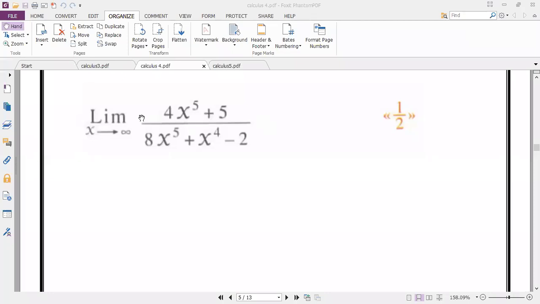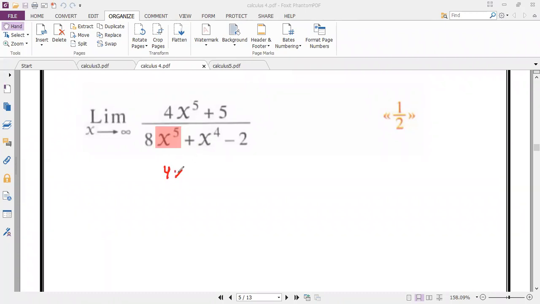I want to get this limit here as x tends to infinity. So what is the idea here? The idea is to divide by the term with the highest power in the denominator. So we are going to divide by x to the power of 5, because x to the power of 5 is that term with the highest power at the denominator.